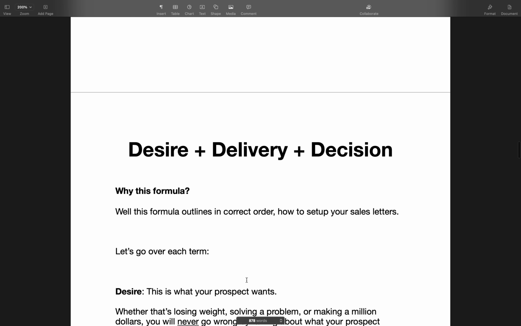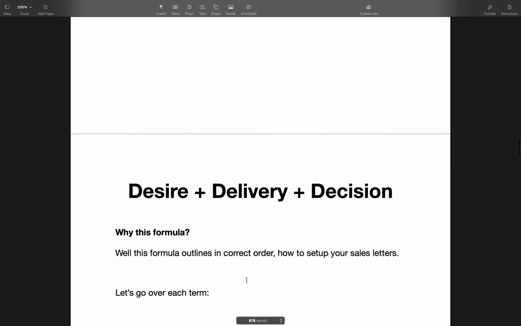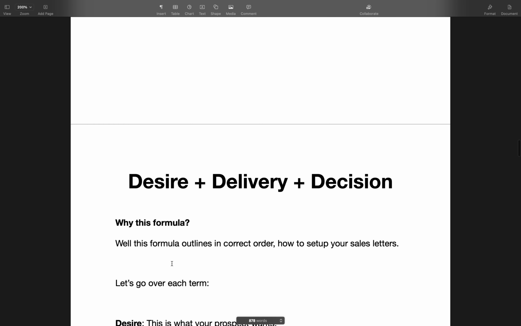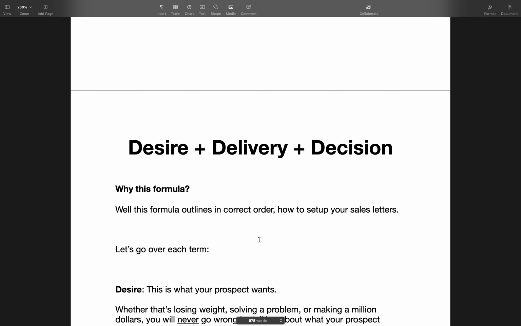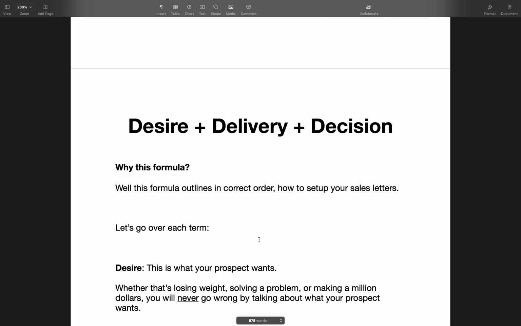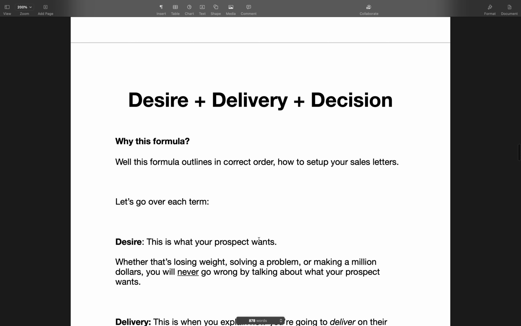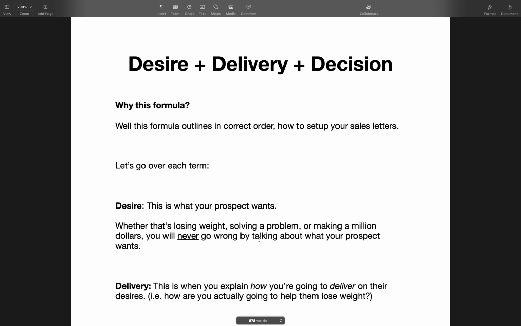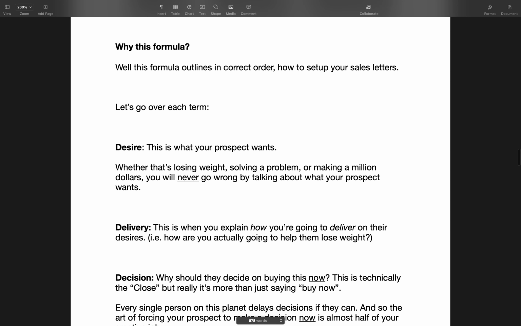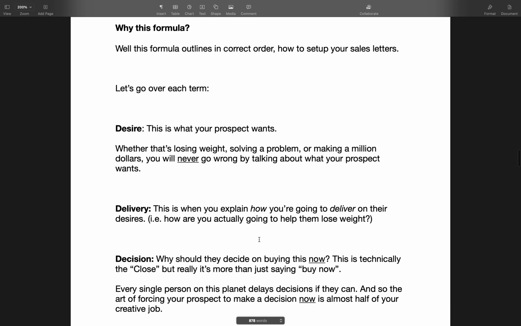And so this formula is imperative because it outlines in the right order how to set up your sales letters, right? So let's go over each term. Desire, this is actually what your prospect wants. Whether that's losing weight, solving a problem, or making $1,000,000, you will never go wrong by talking about what your prospect wants. Delivery, this is when you explain how you're going to deliver on their desires. So, how are you actually going to help them lose weight? Then you have decision. Why should they decide on buying this now?